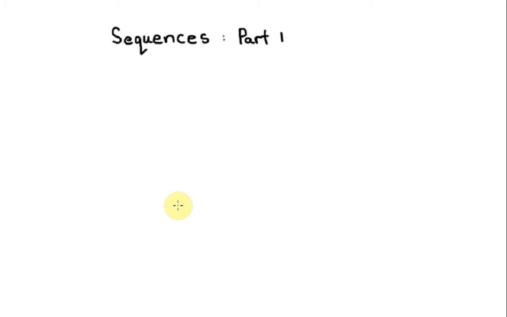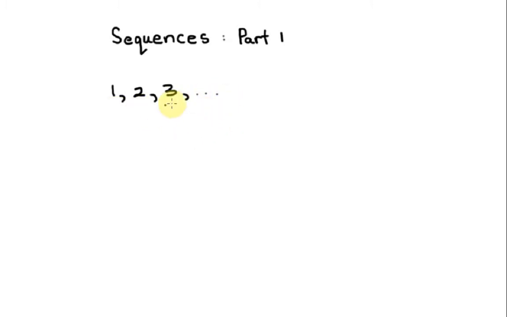All right, welcome to sequences, part 1. First of all, let's look at what a sequence is. Now, a sequence is basically a list of numbers separated by a comma. For example, how about this sequence that you're probably pretty familiar with? And so on. By the way, dot, dot, dot means and so on.